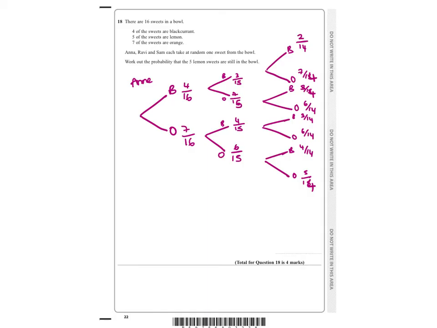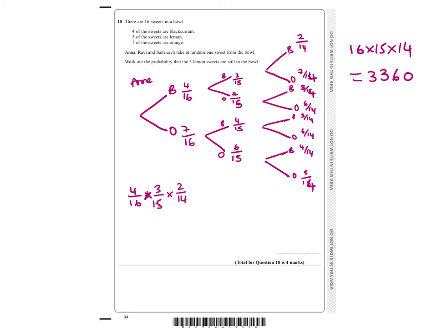So what we need to do is figure this all out. We know blackcurrant is 4 over 16 plus 3 multiplied by 3 over 15 multiplied by 2 over 14. Okay? We know that they're all going to be over 16 times 15 times 14. So I can just work that out in the corner because this is going to be 16 times 15 times 14, which is 3,360. Okay, so the same denominator.